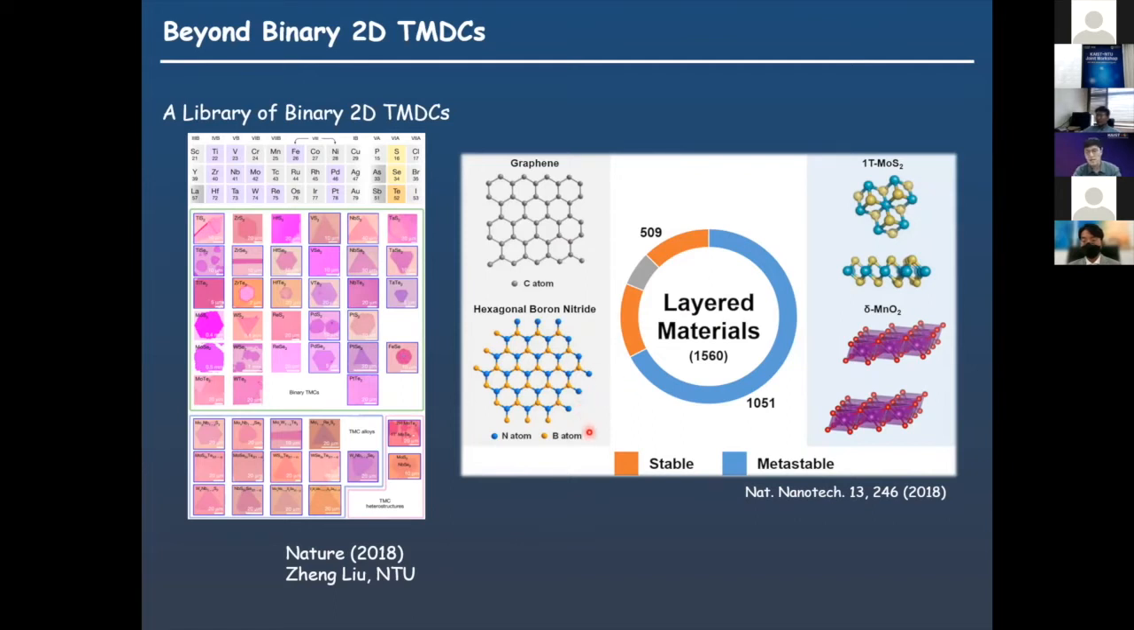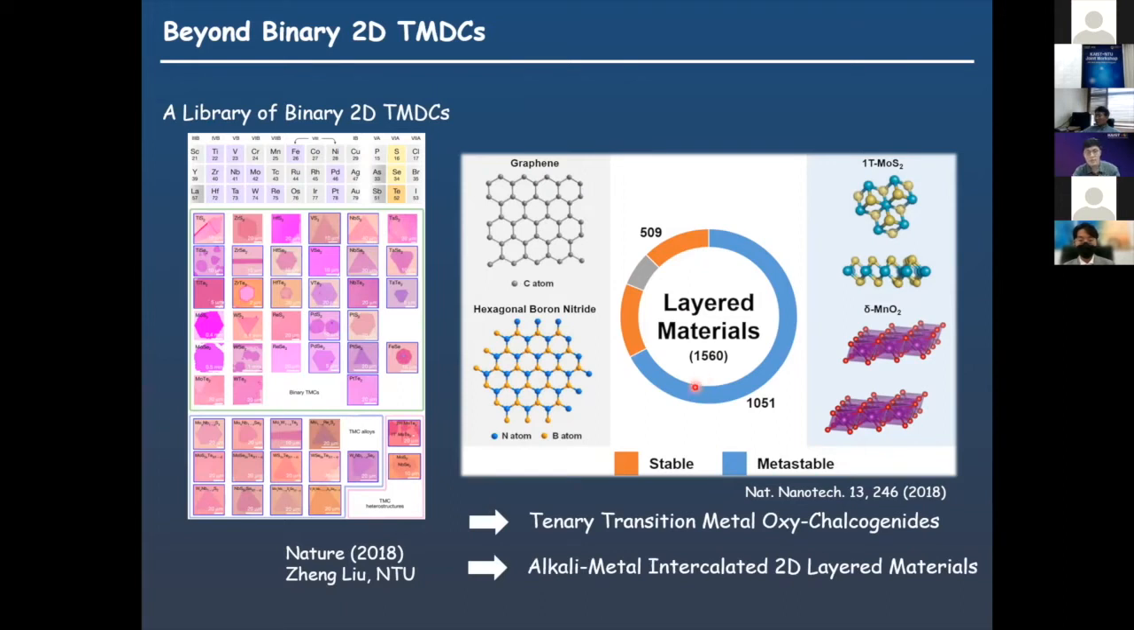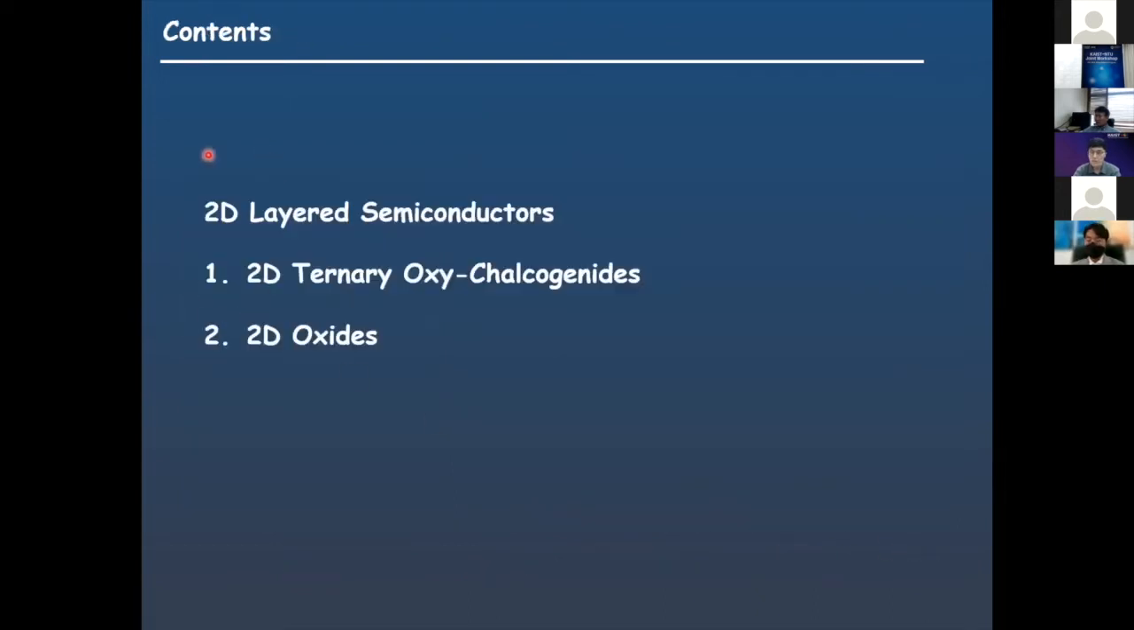Of course, it's really hard to grow new material, but we want to discover and push to discover new layered materials for the 2D materials. Okay, and for this sense, I believe the ternary oxy-chalcogenides and alkali metal intercalated 2D material could be one of the candidates. So yeah, today's talk content is like this.